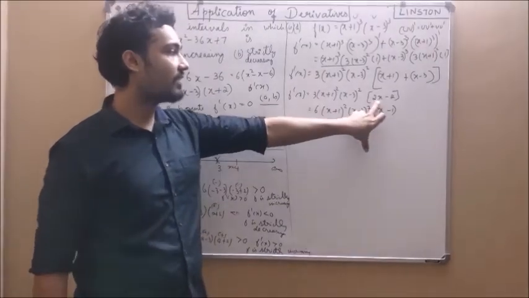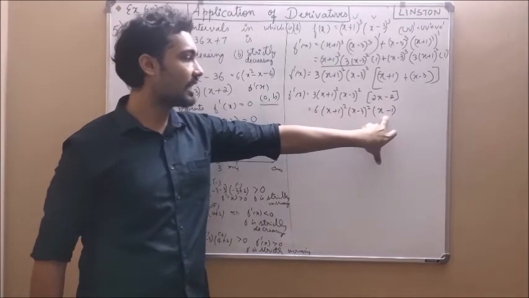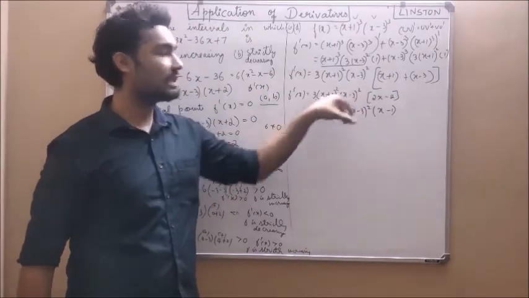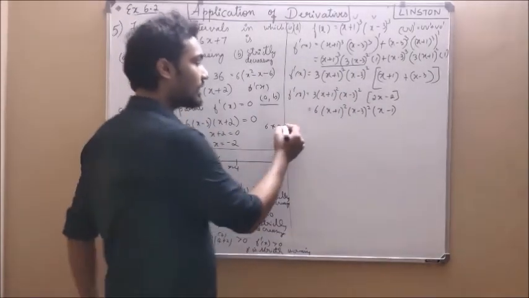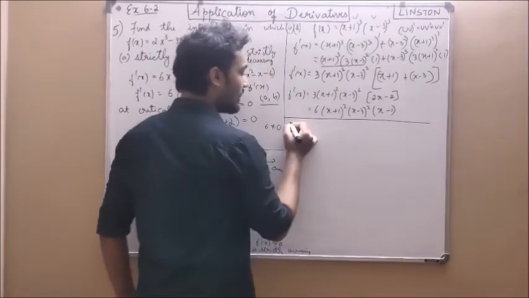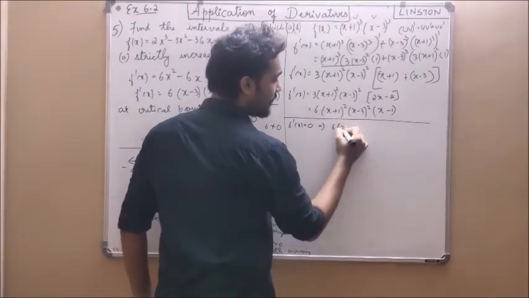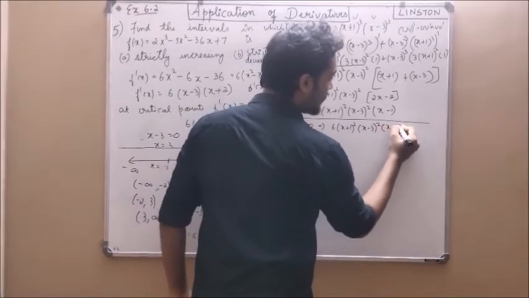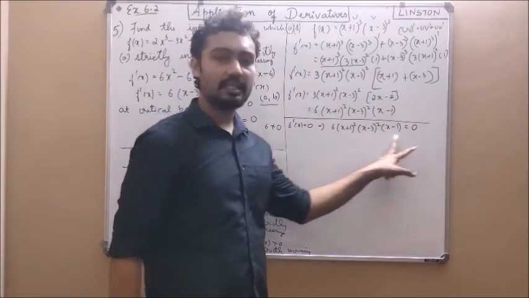Here we took 2 common out, what remains is x minus 1, and that 2 we multiplied with 3, so 2 threes are 6. So this is f dash of x. Now we have to find the critical points. At critical points f dash of x equals 0, which implies 6 into (x plus 1) squared into (x minus 3) squared into (x minus 1) equals 0. So individually each factor equals 0.